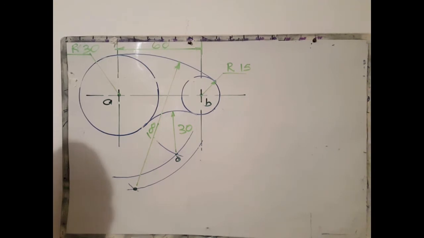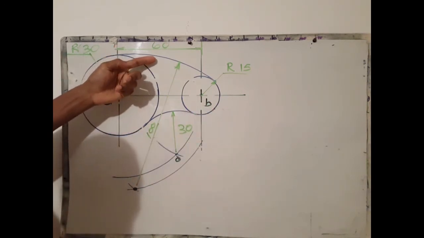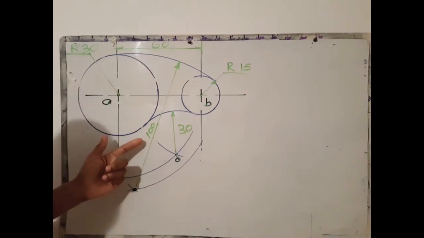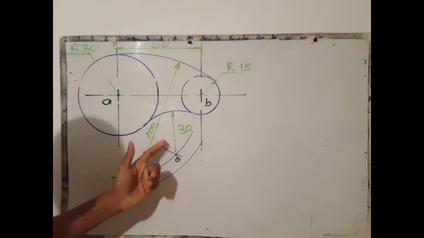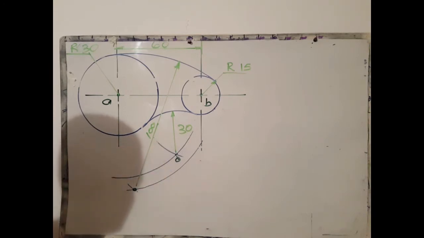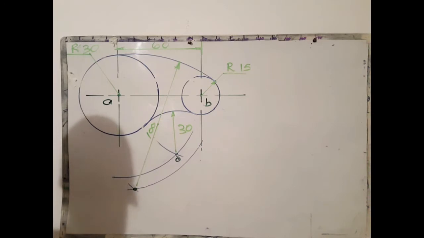This figure shows a drawing which has two circles, circle A and circle B, being blended by an external arc of radius 100 millimeters and an internal arc of radius 30 millimeters. We will be drawing this step by step. Please take note of the dimensions.